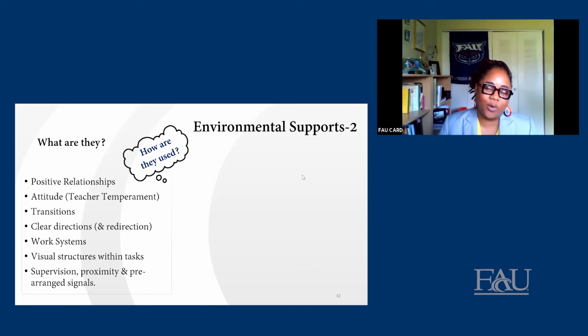And sometimes we don't think about our own temperament, our attitude, and how that might impact children and their behaviors. Looking at transitions and what functions those serve, what types of warning are we giving children, how often are we asking children to transition. Those things, if done improperly, will result in challenging behavior. Looking at directions, providing clear directions and redirection when needed, using things like work systems, visual structures, using supervision, proximity, and prearranged signals. So how do we use these?